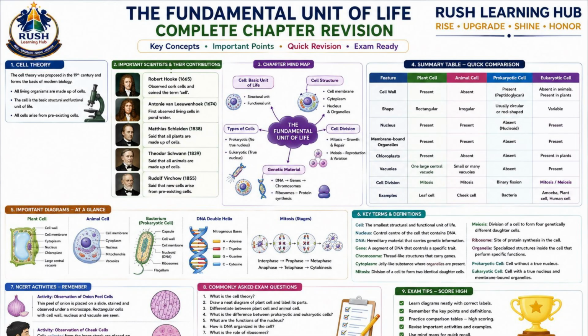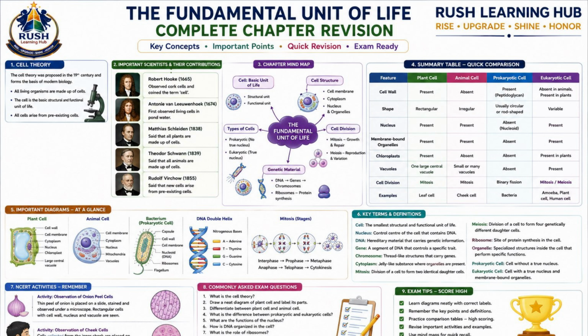The cytoplasm serves as the site for numerous biochemical reactions. The nucleus acts as the control center and contains DNA. DNA contains genes, which determine hereditary characteristics. DNA condenses to form chromosomes during cell division.